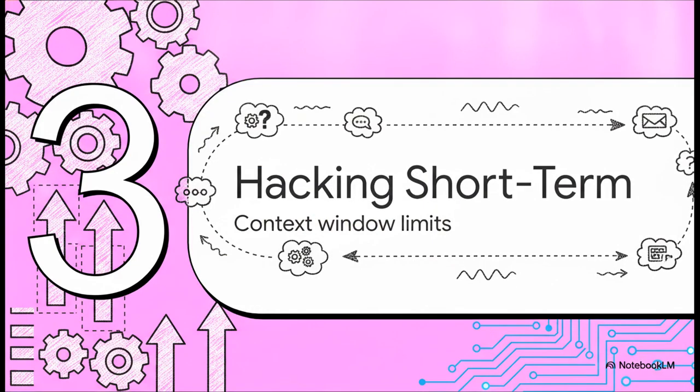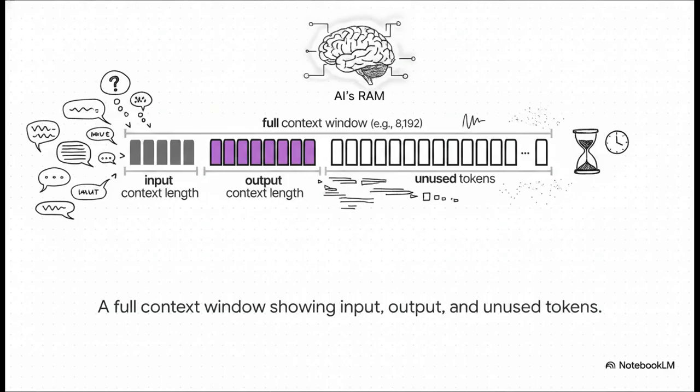Which brings us to part 3. Hacking short-term context, and the real limits of the context window. You see, managing short-term memory isn't just magic. The AI relies on something called the context window. You can kind of think of this as the AI's RAM. It holds all the input tokens from you and the output tokens from the model. Early on in a conversation, you've got plenty of space, represented here by those unused white tokens. But, and this is absolutely crucial, this space is fundamentally a limited resource. Every single word you say, and every word the AI generates right back at you, eats up that space.